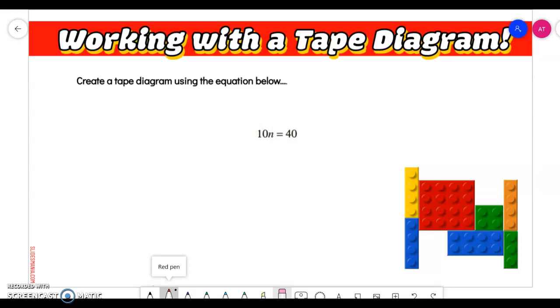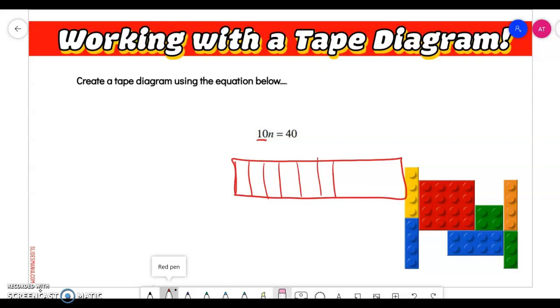So we're going to create a tape diagram for a multiplication problem. As you can see, how many n's are we dealing with? We're dealing with 10. So I'm going to draw out 10 n's. So I have 1, 2, 3, 4, 5, 6, 7, 8, 9, 10 n's. Okay, so I have 10 n's.